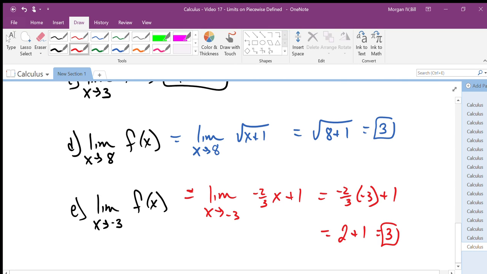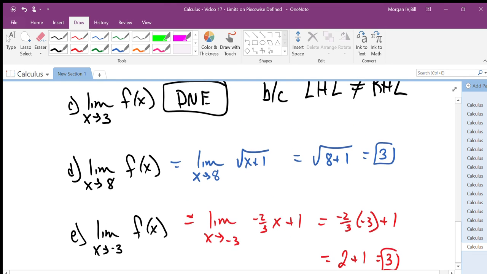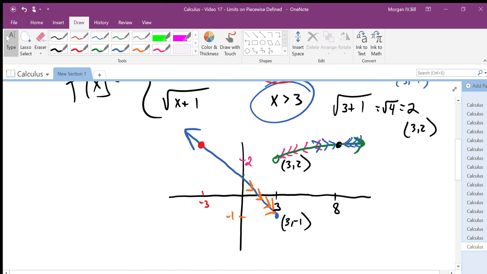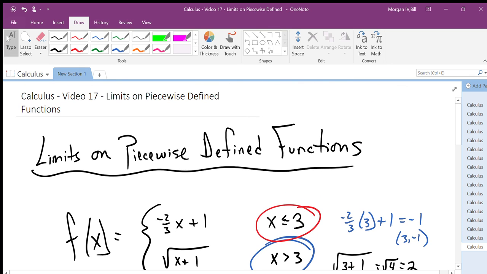That's coincidental that both of those answers are 3. But you can kind of see, although not maybe the best drawing, that (negative 3, 3) would be a nice point here, and (8, 3) would make sense for that as well. And that is limits on piecewise defined functions.